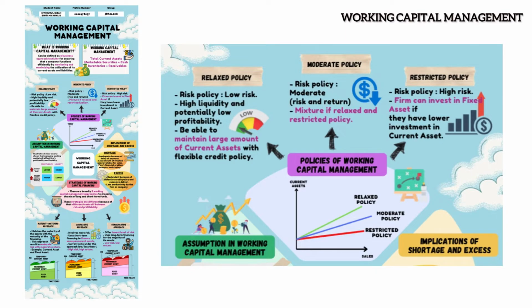Next, the blue line of the graph shows a moderate policy. Moderate policy has a moderate risk and return and is a mixture of relaxed and restricted policy. Lastly, the red line of the graph is the restricted policy, which has a high risk, and the firm can invest in fixed assets if they have a lower investment in current assets.